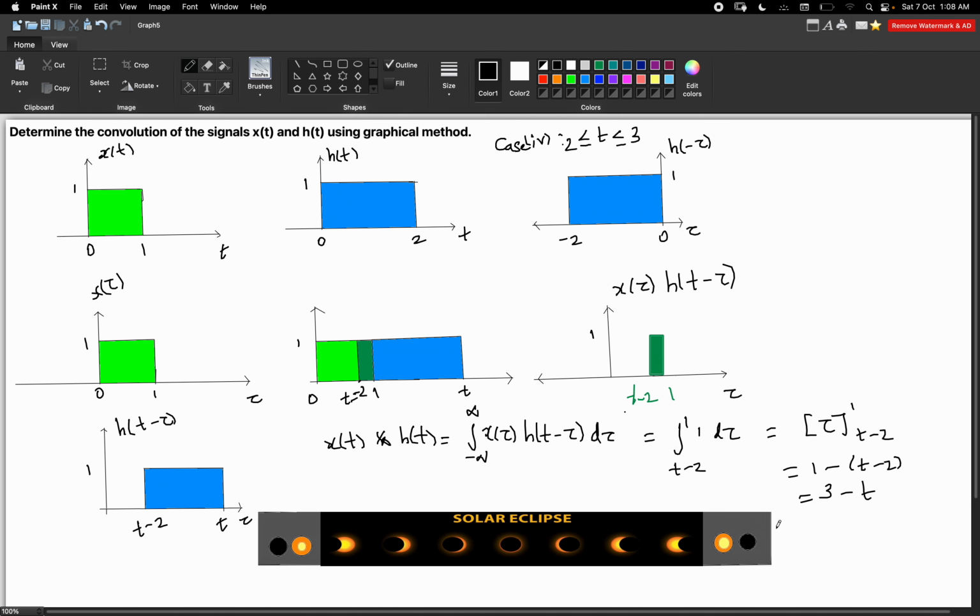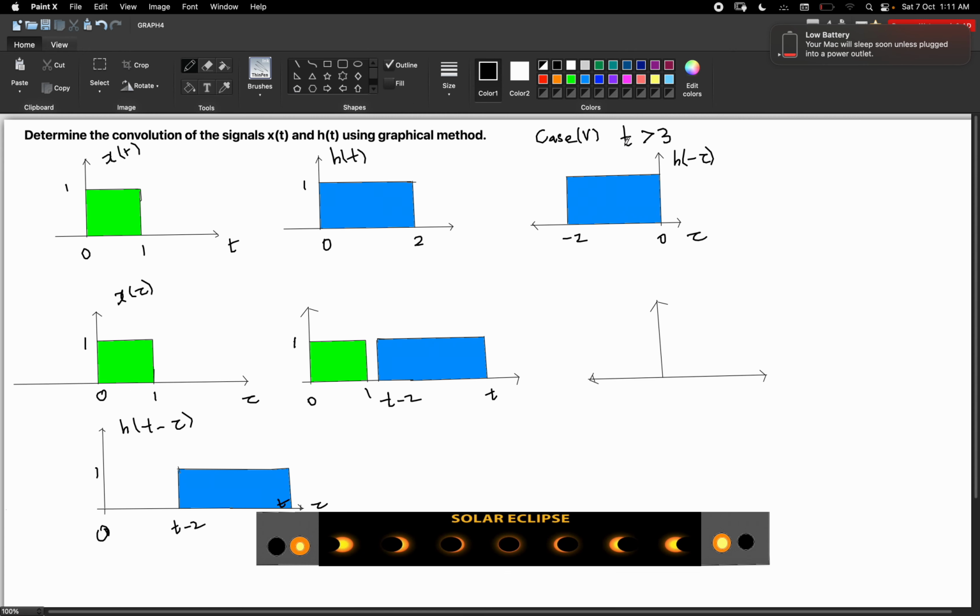If you refer this case with the solar eclipse phase, then this case comes under the third and fourth contact phase of solar eclipse. And we are moving to the next case, case 5.